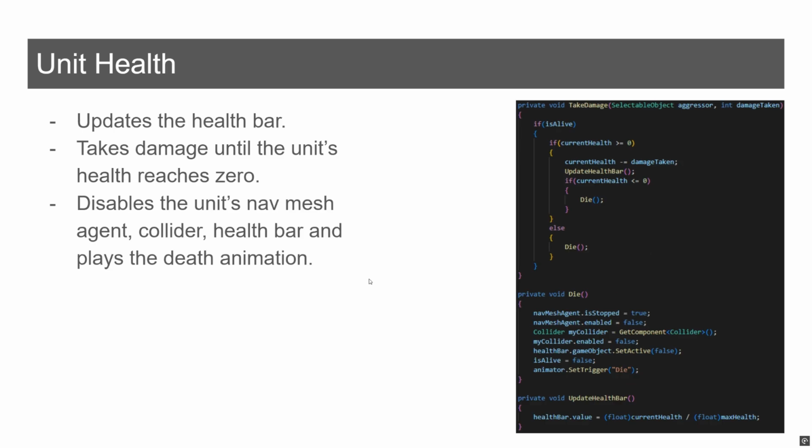The unit's health bar uses a UI slider that updates based on the ratio of the unit's current health to its maximum, as seen down at the bottom. When a unit's health reaches 0, it disables its nav mesh agent, box collider, and health bar, and then plays a death animation which completes the effect, as seen here.